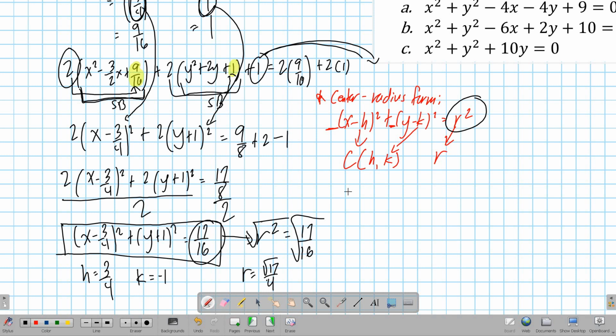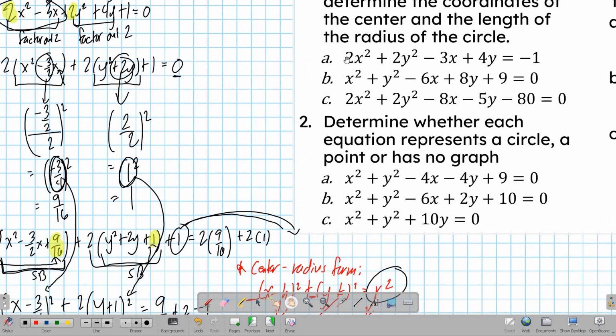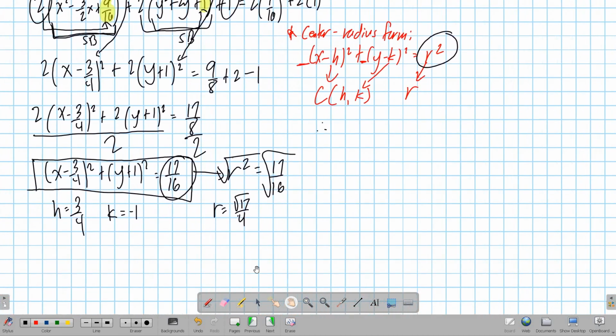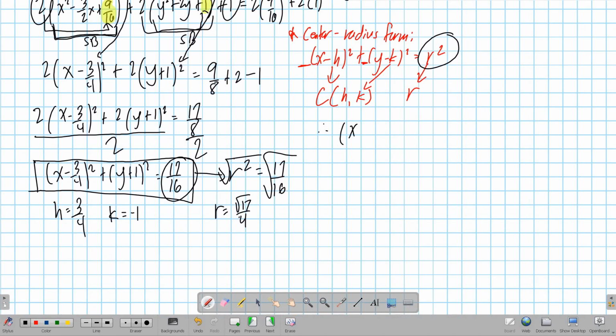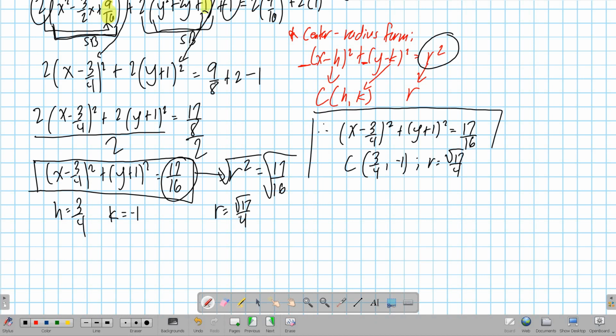Therefore, the equation of the given 2x squared plus 2y squared minus 3x plus 4y equals negative 1 in center radius form would be x minus 3/4 squared plus y plus 1 squared is equal to 17 over 16. The coordinates of the center is at 3/4, negative 1 and the length of the radius is square root of 17 over 4 units. Ayan.